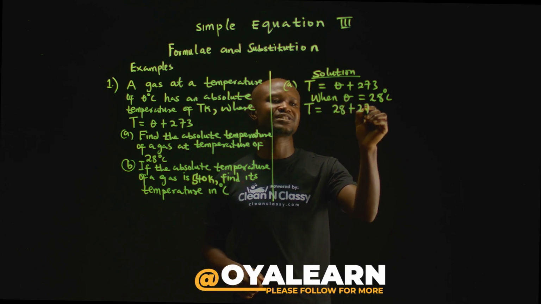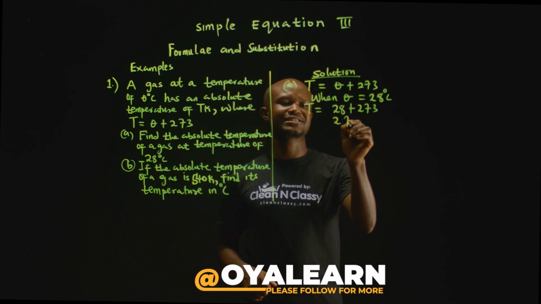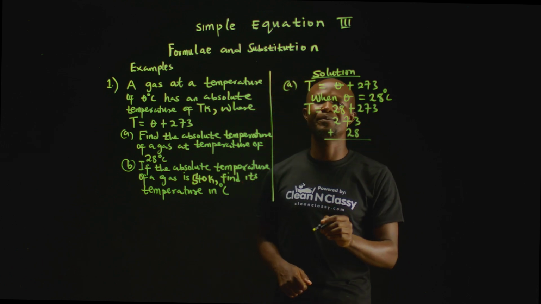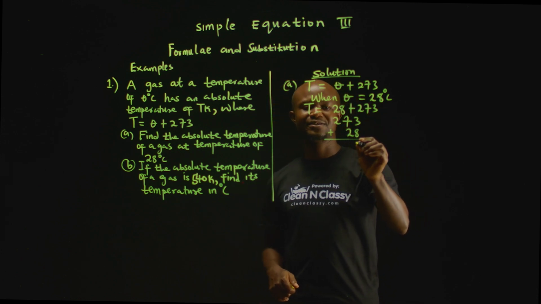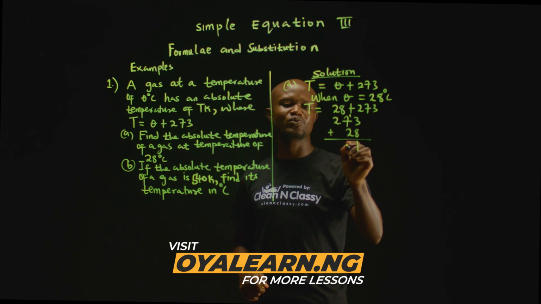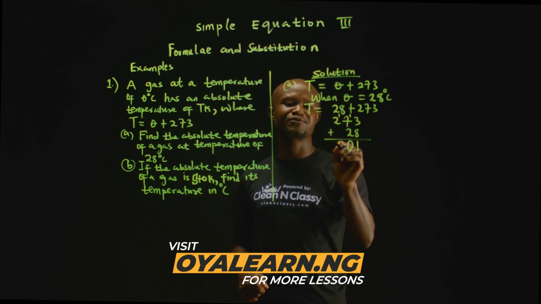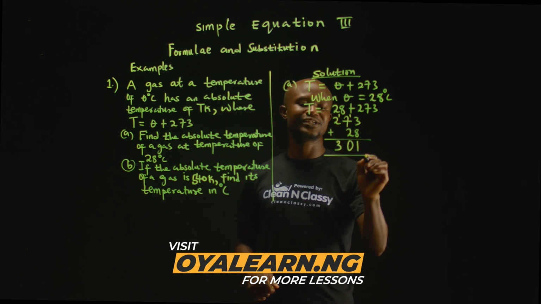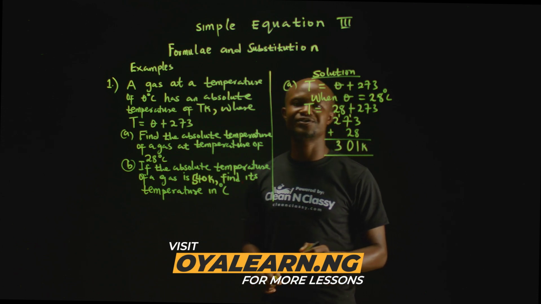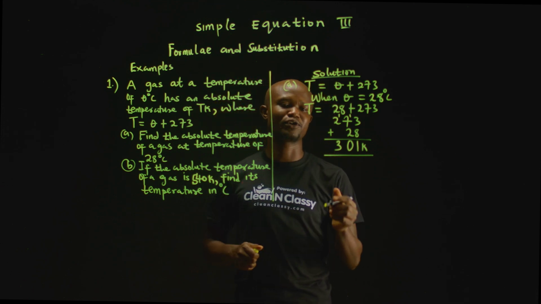28 plus 273. Now, let's add 28 plus 273. Adding from the back, 8 plus 3, we have 11. We write 1, we carry 1. Now, 1 plus 7, we have 8. 8 plus 2, we have what? 10. Then we write 0, carry 1. 1 plus 2, we have 3. So the answer is 301 Kelvin. That is the answer for the absolute temperature for the first part of the problem.